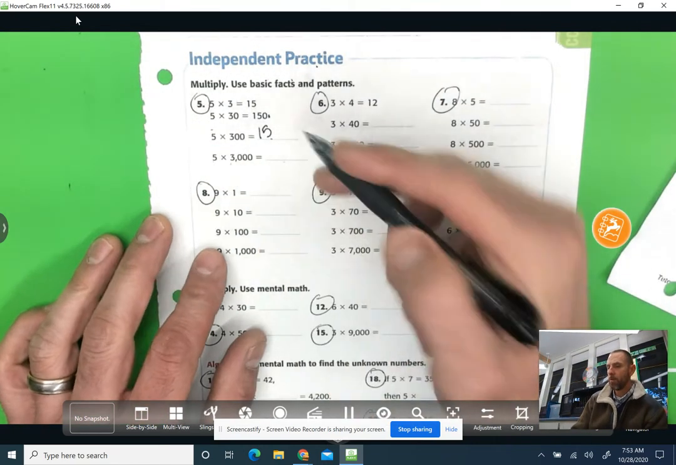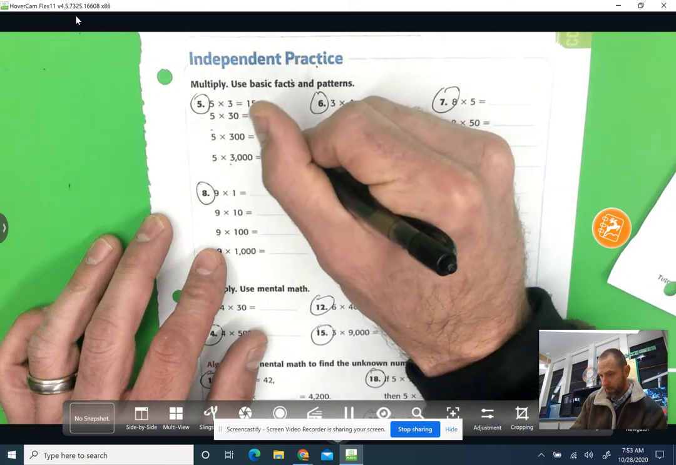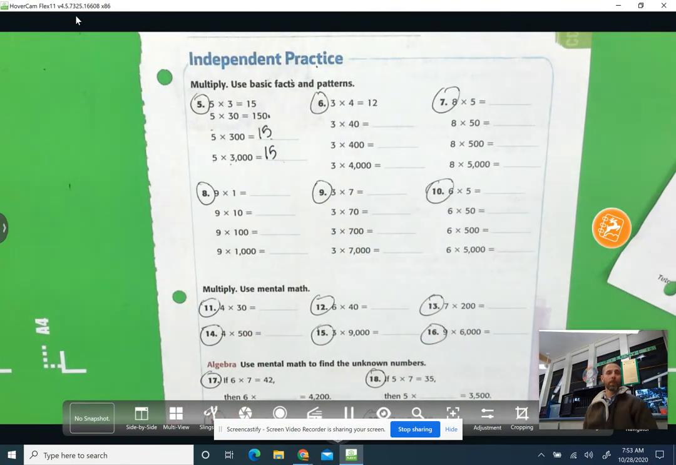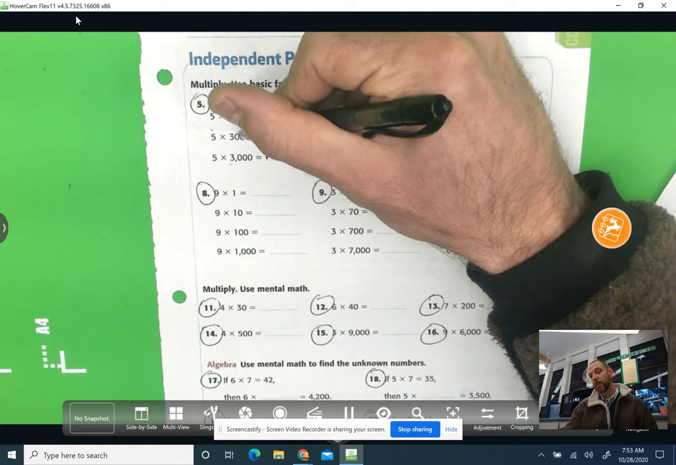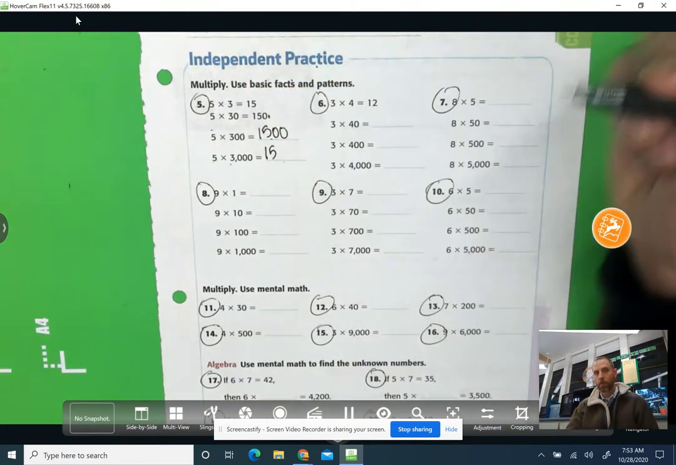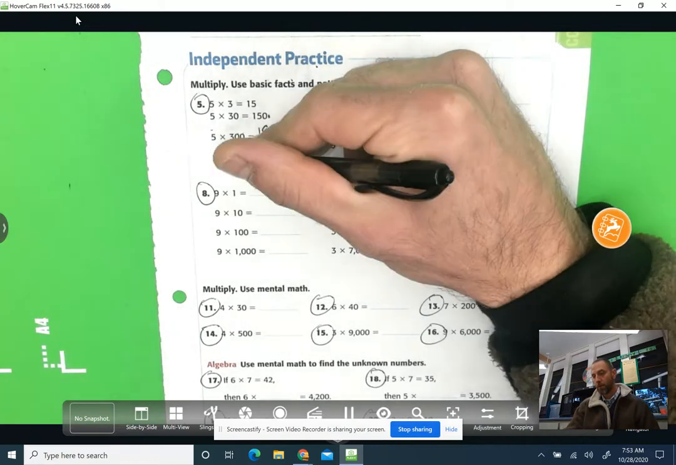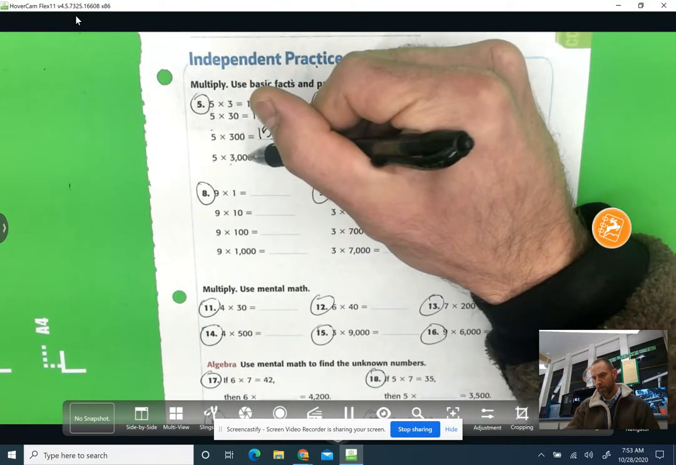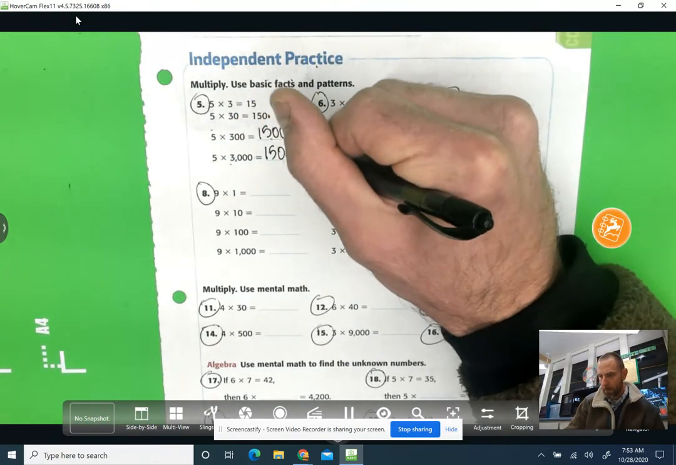Okay, so let's do the same thing here. Just pretend it's 5 times 3, 15. But how many zeros do we have to add from the 300? There's 2 of them. Okay. And then 5 times 3 is 15. And how many zeros do we have to add to the end of that? 3 of them.